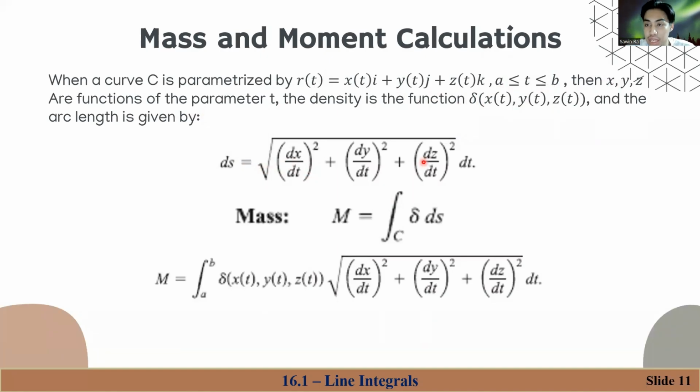And let's say we pick a formula. The formula of mass is m equal to the integral of the density, δ ds. We change the density into the equation, and we switch the ds to this square root equation right here.